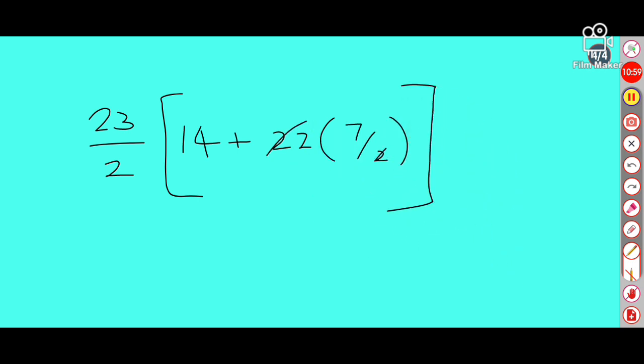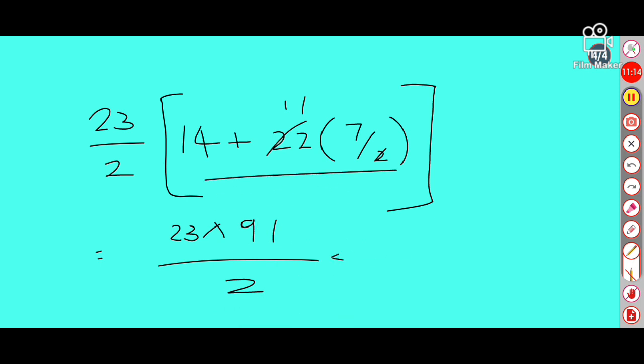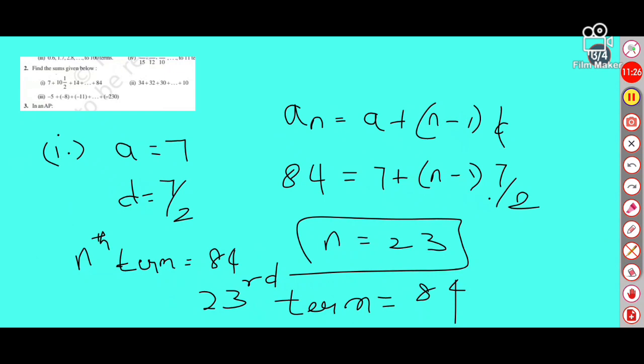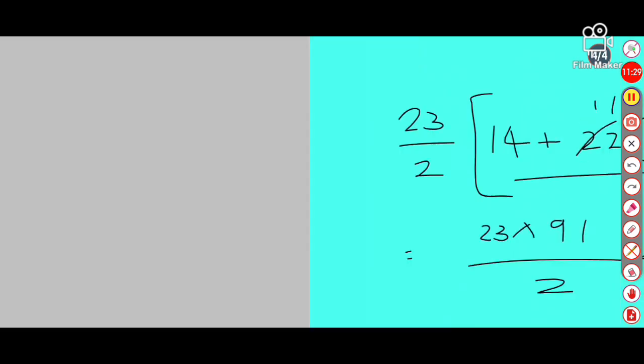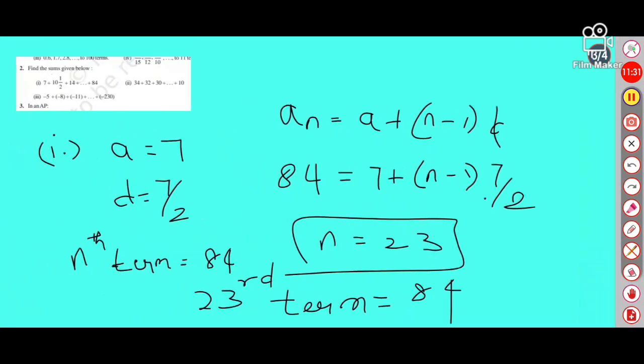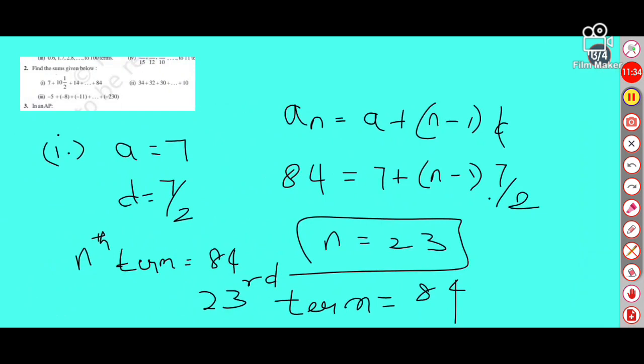So this gives you 77, 91. 23 cross 91 divided by 2. When you simplify this, you get 91, so this yields 2093 by 2. You can just leave this as it is. So this is the sum value, that is the Sn value of the first subdivision. The sum of that sequence is 2093 by 2. So this is the first subdivision given in the second problem.